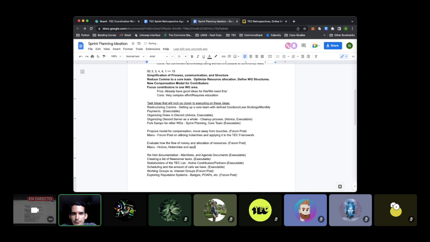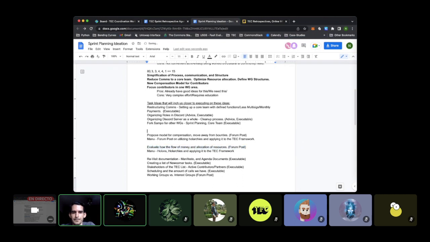Okay. Yeah. I mean, if you evaluate how the flow of money and how you allocate resources, then it's also a model of compensation, and the finality is to move away from bounty. So both of them are, yeah. Okay, so this will all be just in one post. Yes, sir. All right, cool. All right, how about Bear?